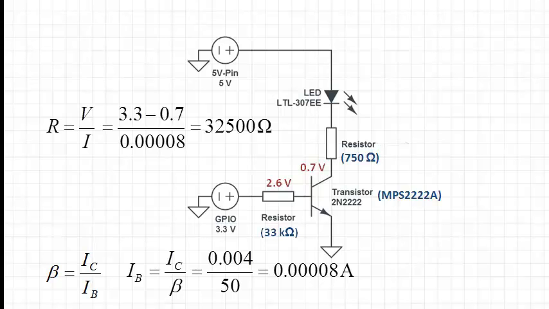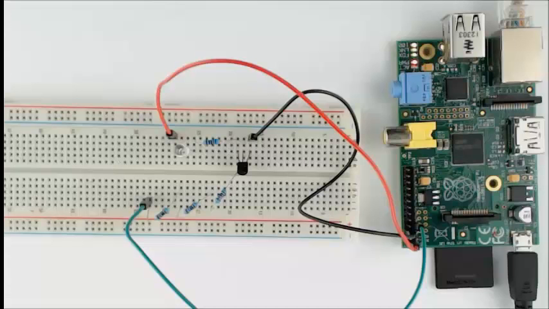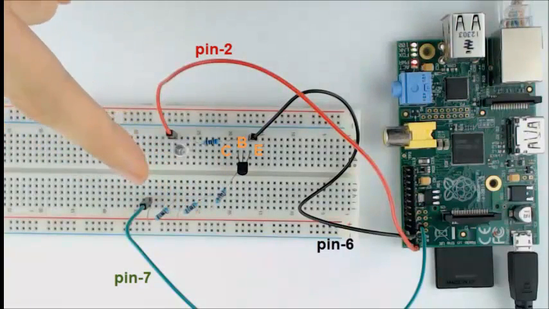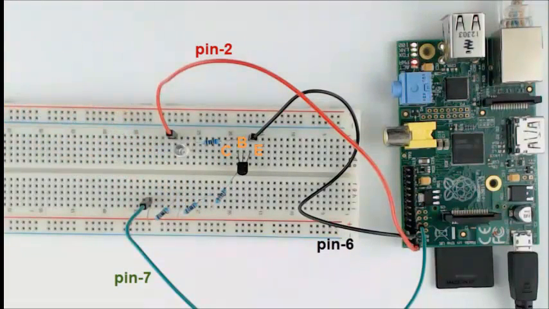Let's give this a quick test. Using the documentation, I found the collector, emitter, and base pins. The rest of the components were placed according to the schematic, though I used 3 10 kilo ohm resistors in the place of 1 33 kilo ohm resistor, and also a 680 ohm resistor in place of a 750 ohm resistor. Obviously, I need to go buy some more resistors. Now, if I set the GPIO pin to high, the transistor will turn on and the LED will light.